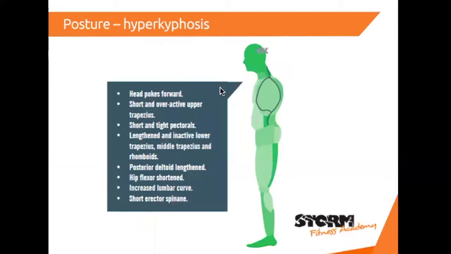Hyperkyphosis. So this is a very common one. If you look at the posture of this person, they've got a big curve in the thoracic part of the spine. And with that, you're going to have rounded shoulders. So it's the kind of hunchback look, really. And this can come from sitting in front of a computer for too long. Anyone that's got a sedentary job where they sit down with their hands in front of them, whether they're operating something in front of them, a computer or a workbench, they're in danger of this.